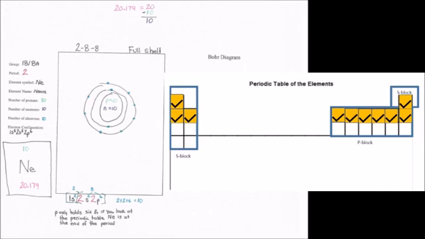That first one with 2, which is full, and the second one, which is 8, which is now full, goes back in line with our 2-8-8 rule.